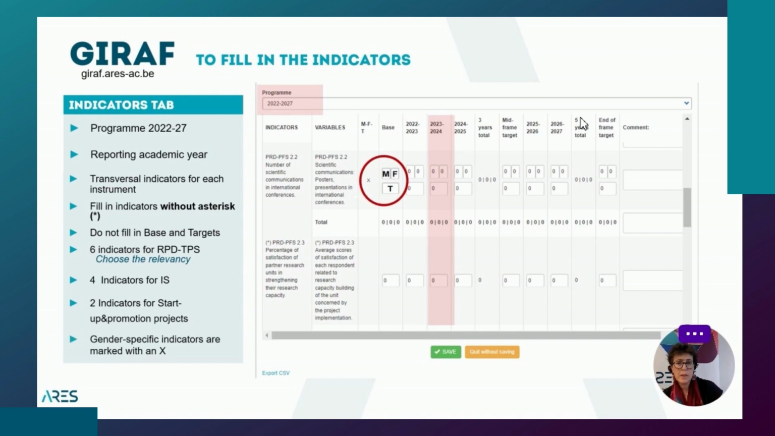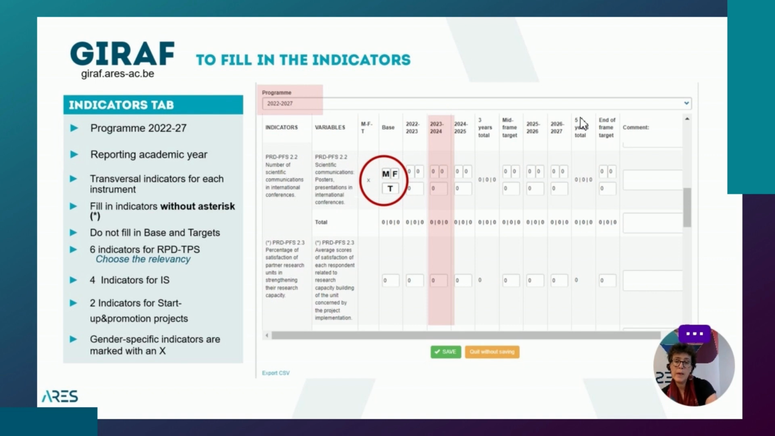The thing you must be very careful about is the gender specific indicators. They are marked with an X. For those indicators, it's the T that counts. You put the male number and the female number in the boxes. There you put the information for which you have the data. Even if you don't have them all, hopefully you do, but sometimes it doesn't happen.